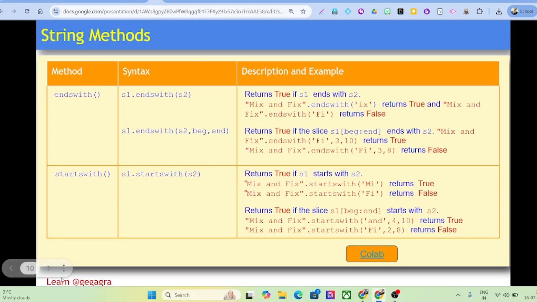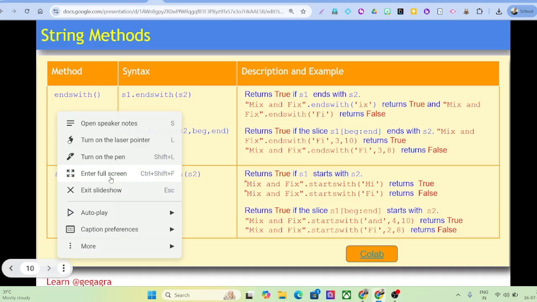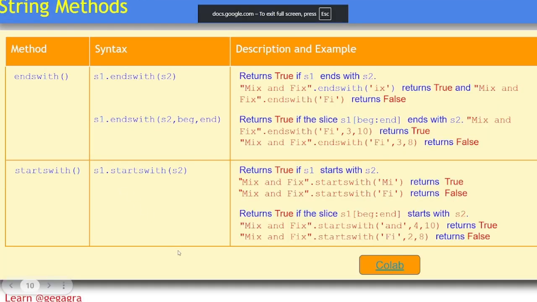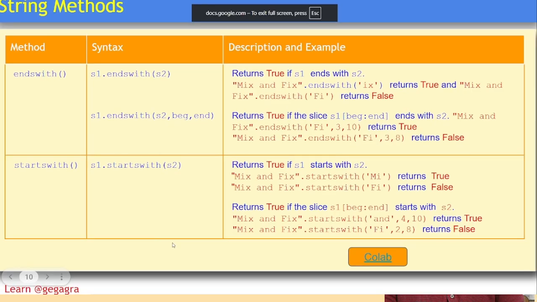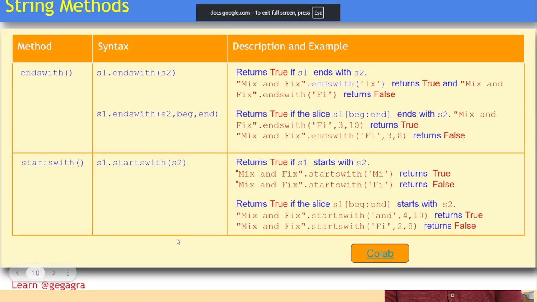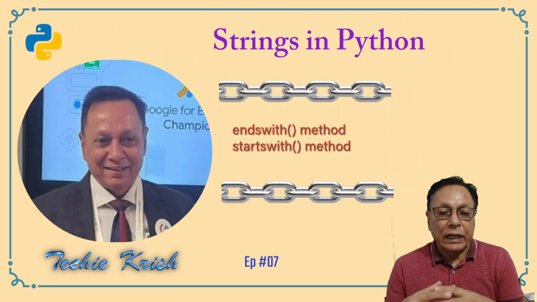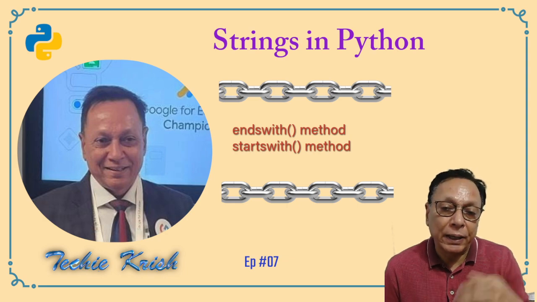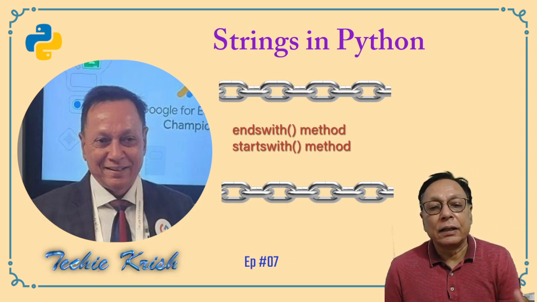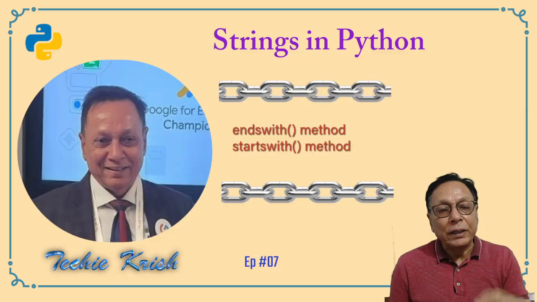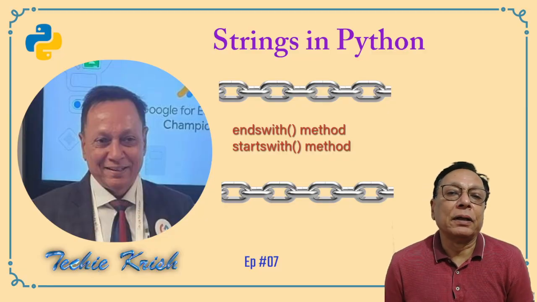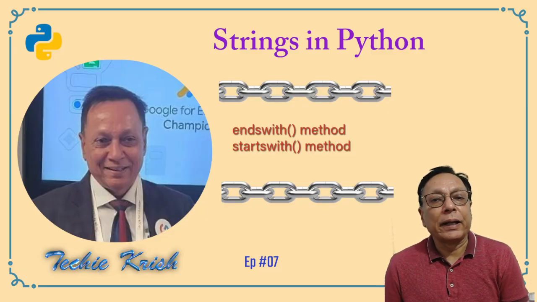Okay, so see here, hope you like the concept of finding whether the string starts with a particular substring or ends with a particular substring. And this is how we can evaluate the string and apply ends with and starts with. So we'll try more methods in Python strings in my next video.